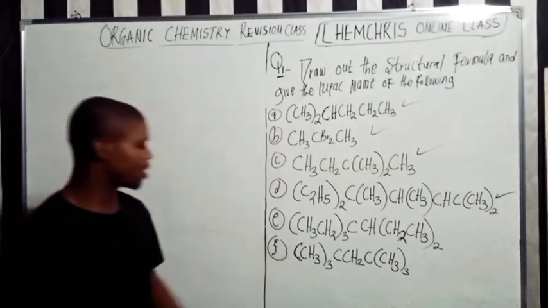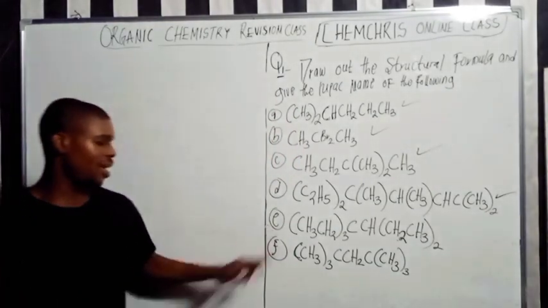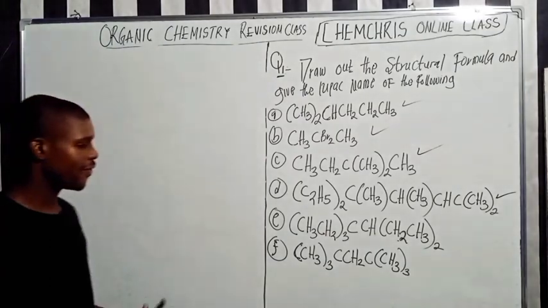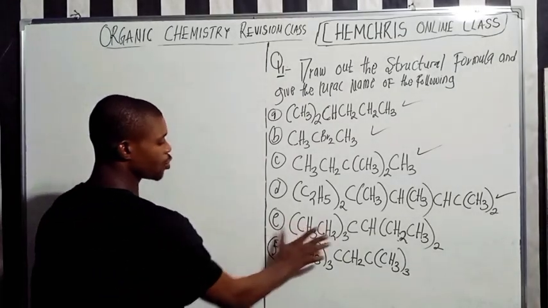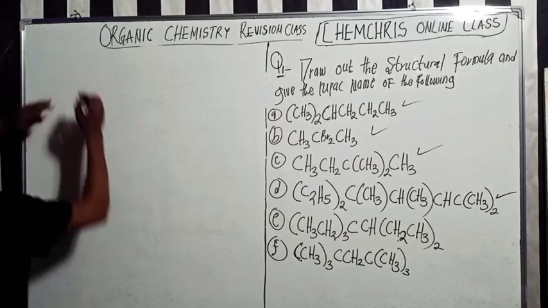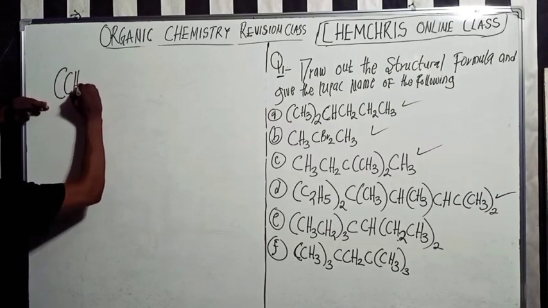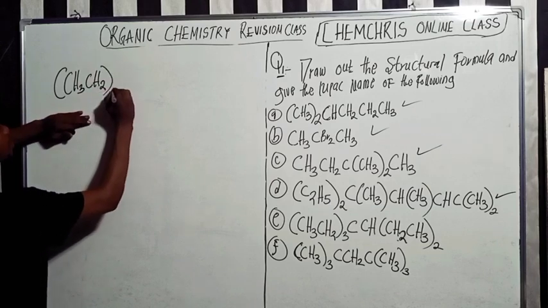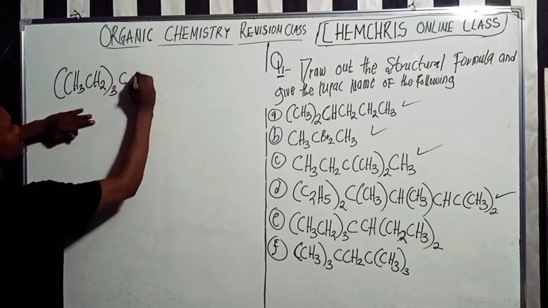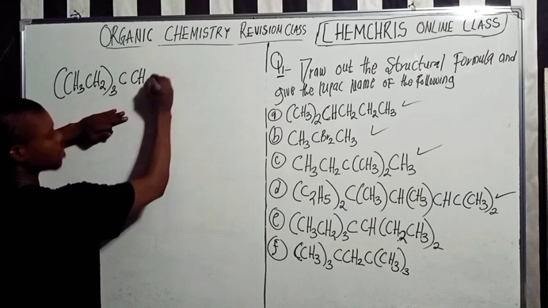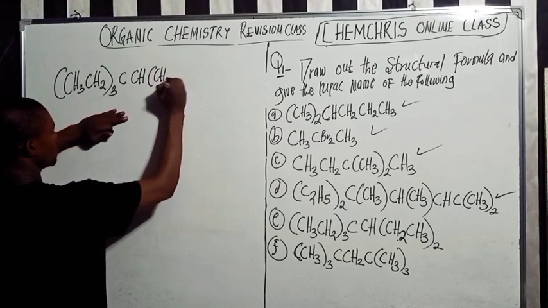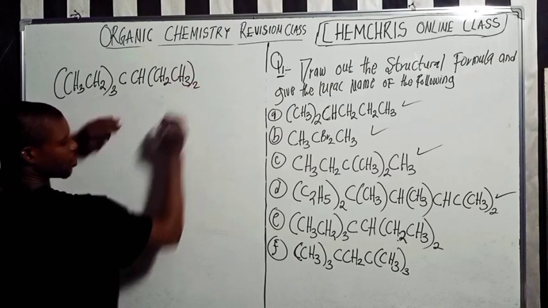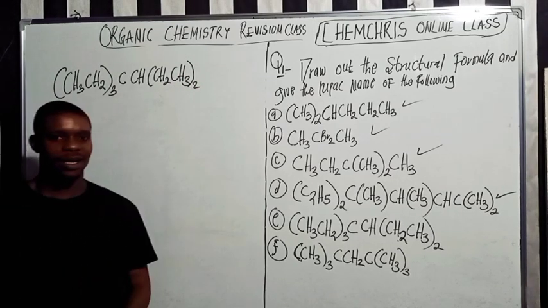Okay, now let's look at the next part. Question number 5. So we want to draw the structure here. You have CH3, CH2, here we have CH, CH2, CH3. Okay, let's see.